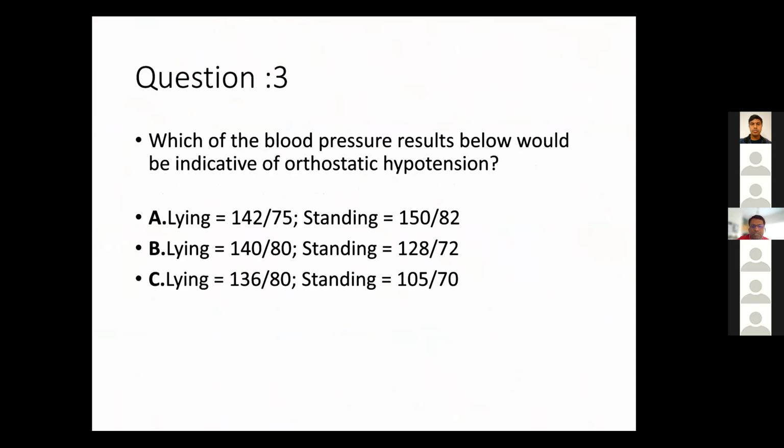Which of these blood pressure results would be indicative of orthostatic hypotension? Standing, lying... C, 140... B, C. Yeah, C, possibly C, a drop of 20 or something like that.